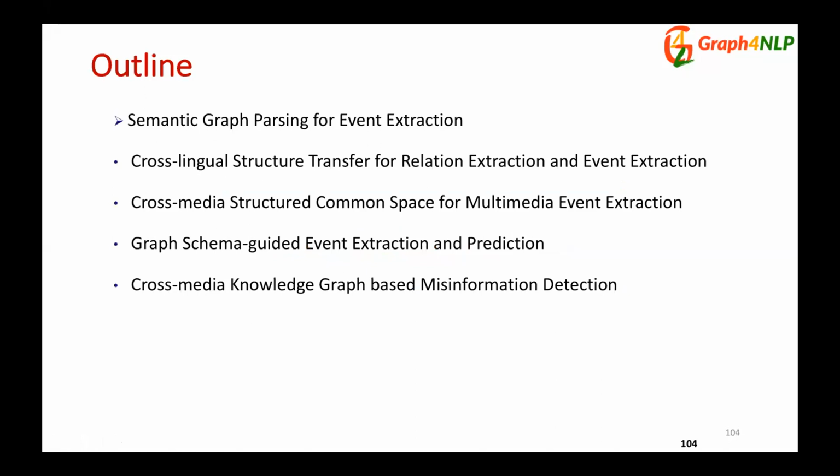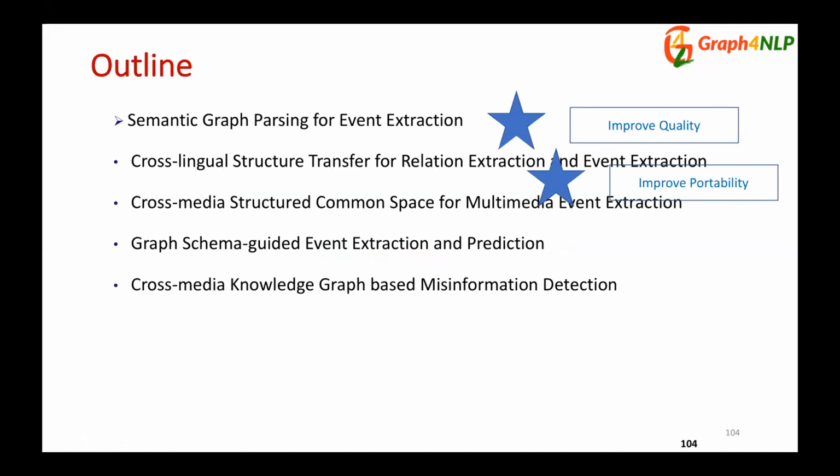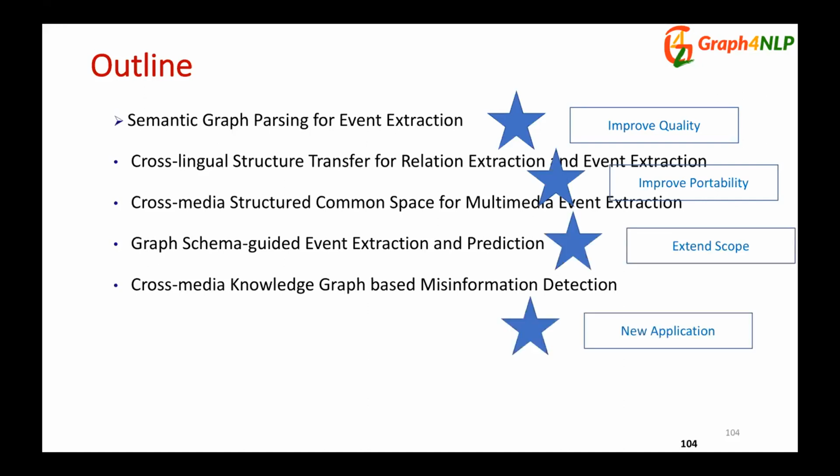So I'm going to talk about some new algorithms using graph learning for event ingestion and for relation ingestion. Then I will talk about how to improve quality using these algorithms and improve portability, meaning how we can do cross-lingual, cross-media transfer. And finally, I will talk about some new directions using graph schema for improving quality and doing event prediction, and then finally applying it to missing information detection.